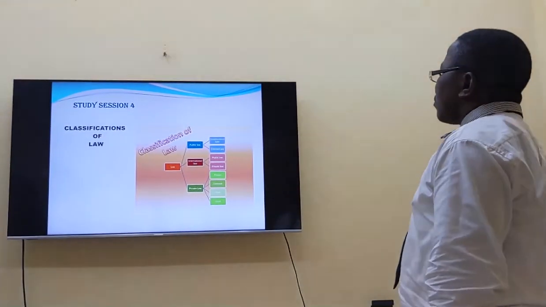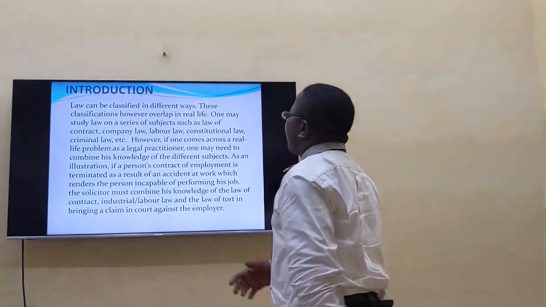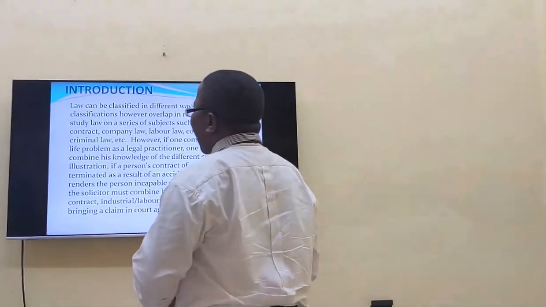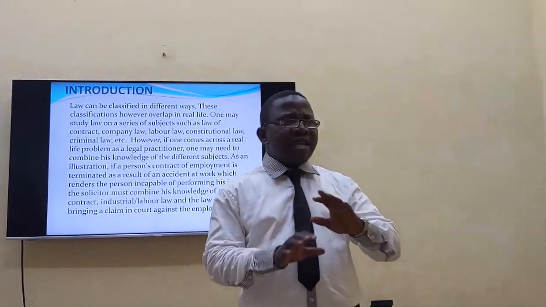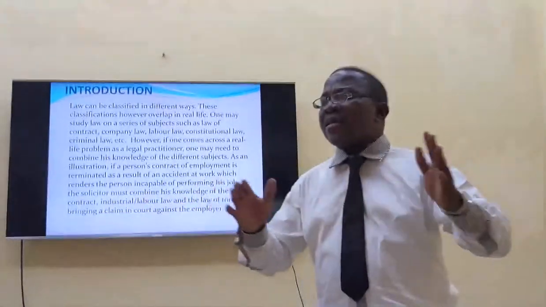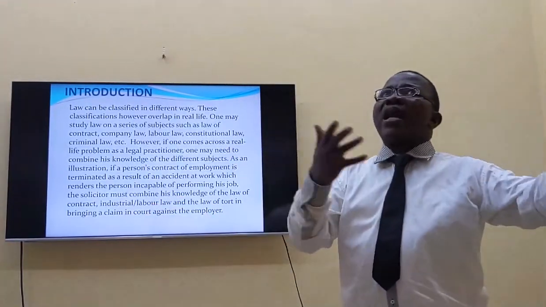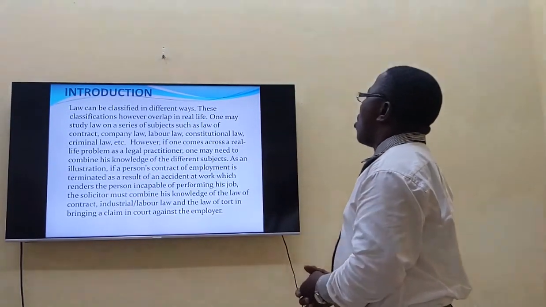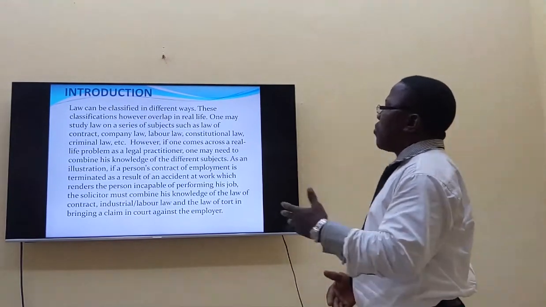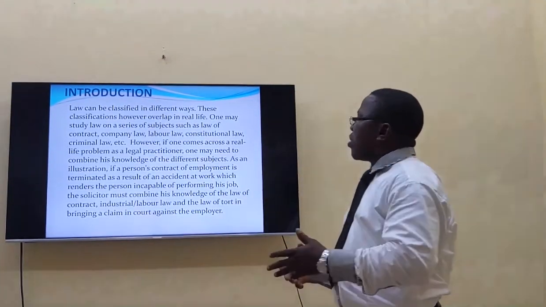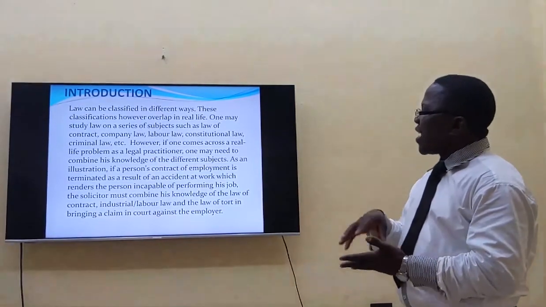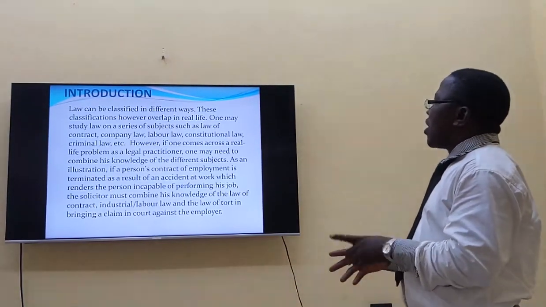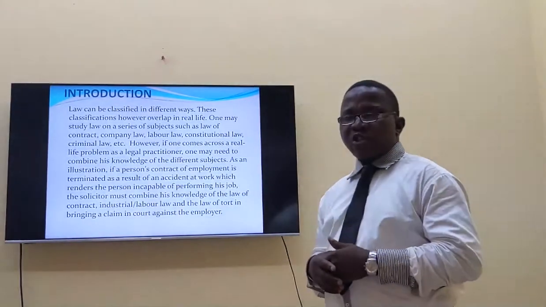Introduction. Law can be classified in different ways. These classifications, however, overlap in real life. So law can be classified in various ways, but in real life, you discover that there are laws that overlap. You can find them in various classifications. One may study law on a series of subjects such as law of contract, company law, labor law, constitutional law, criminal law, etc. However, if one comes across a real life problem as a legal practitioner, one may need to combine his knowledge of the different subjects to handle such a matter.